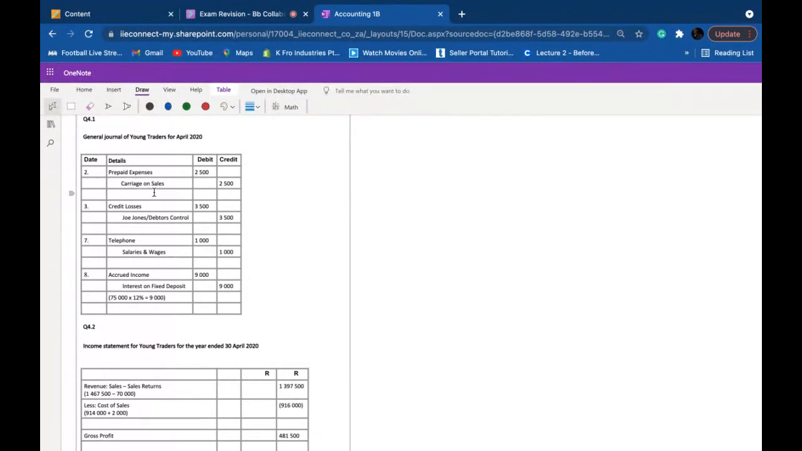Prepaid expense, that was for the carriage on sales. So there you have it. Prepaid expense, remember that's a current asset. That's why we're debiting that. And then carriage on sales, that's an expense. So we're crediting that because we're reducing it.